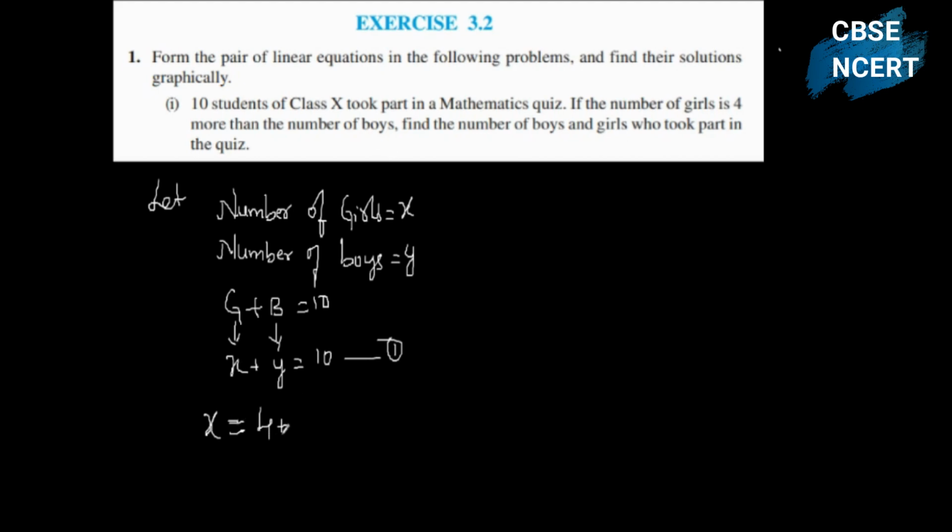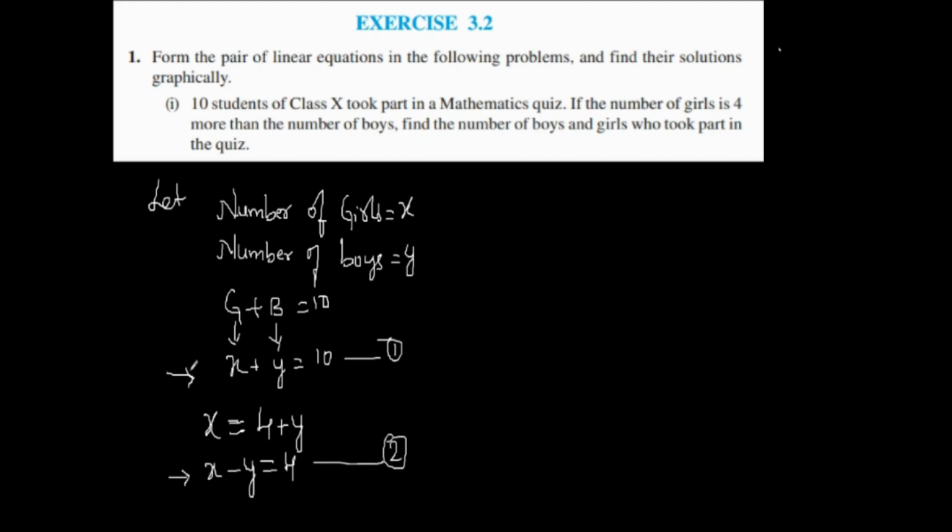4 more means in maths plus the number of boys. The number of boys I assumed as y. So it can be represented as x equals 4 plus y, and y moving to the other side becomes minus y, so x minus y is equal to 4. So here we have two equations, x plus y is equal to 10 and x minus y is equal to 4. These two are straight lines in a graph. Now we are going to represent these two straight lines in a graph and find the solutions.